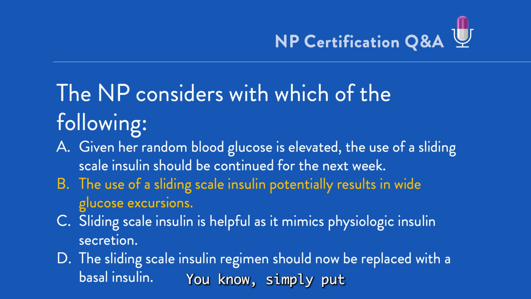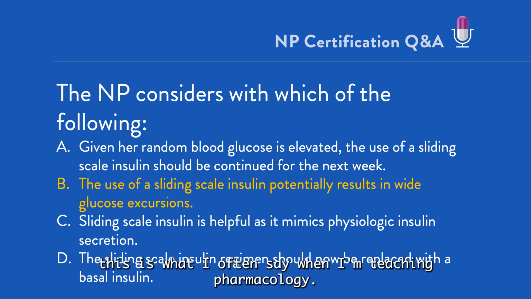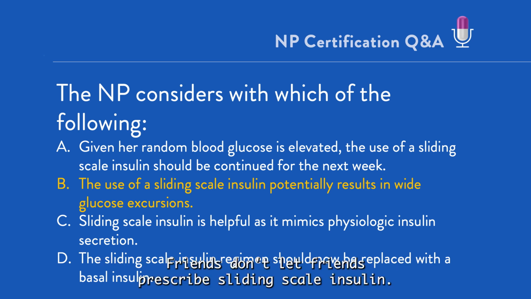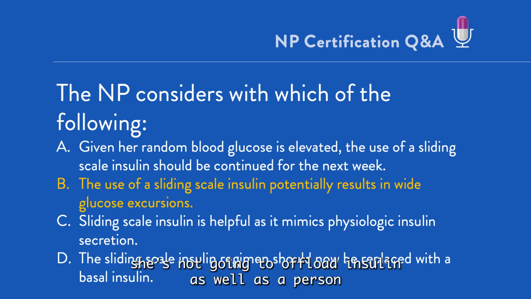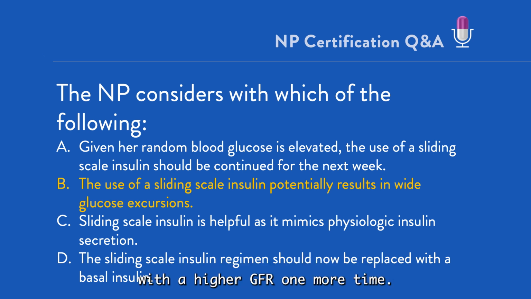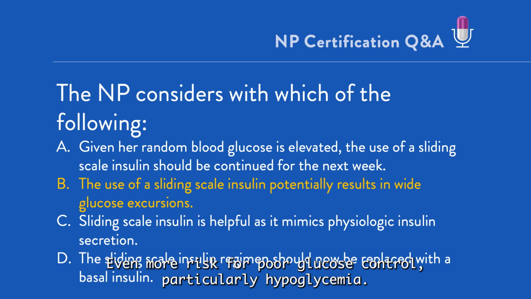You know, simply put, this is what I often say when I'm teaching pharmacology. Friends don't let friends prescribe sliding scale insulin, right? You also know, since she's older and she has CKD, she's not going to offload insulin as well as a person with a higher GFR. One more time, even more risk for poor glucose control, particularly hypoglycemia.